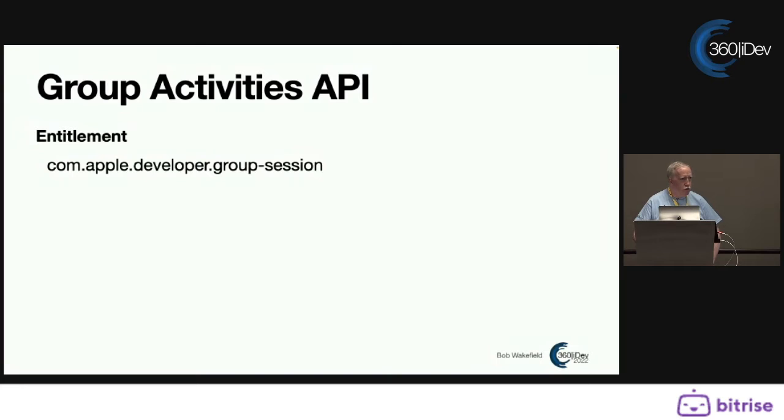Now I'll go over the Group Activities API. First, set the entitlement. You only do it once per project. You set it in Xcode. It's easy to forget. So don't forget. You'll be writing test apps all the time and you'll forget.